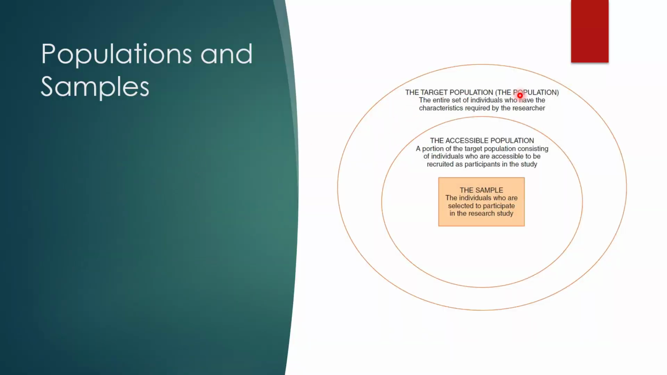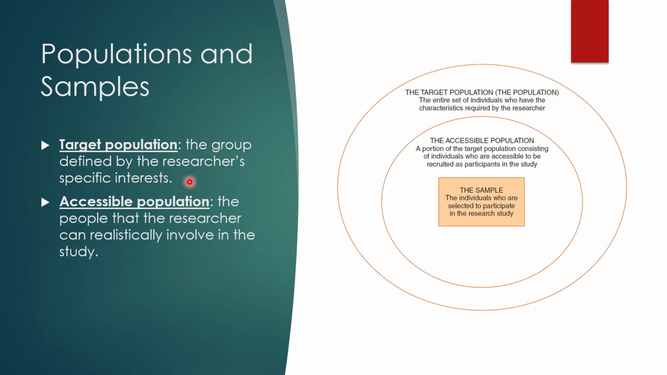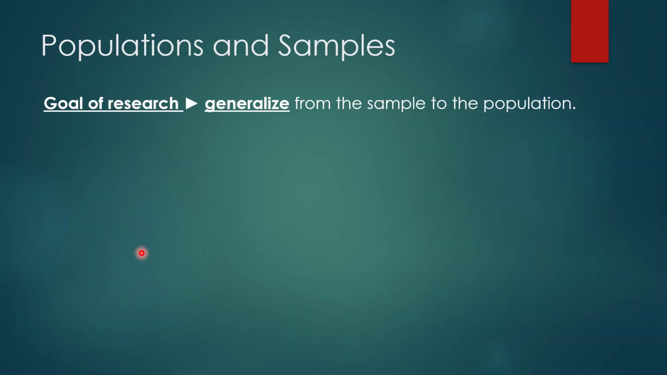So again, this is, I think, a diagram from your textbook that talks about this. The target population is the entire set of individuals that have the characteristics required by the researcher, whereas the accessible population is the portion of individuals who are accessible, who we can actually sample for the study. And then the sample are the individuals that are actually selected. So again, here's that definition of target population, the group defined by the researcher's interests, and the accessible population, the people that the researcher can realistically involve in the study.